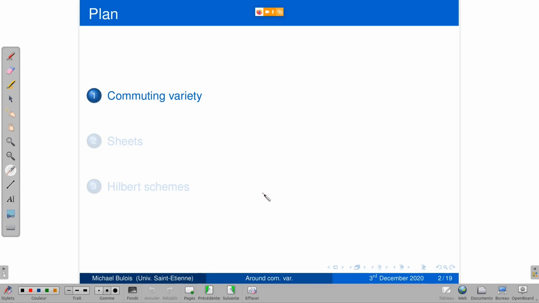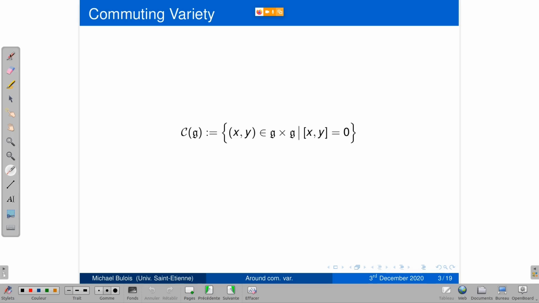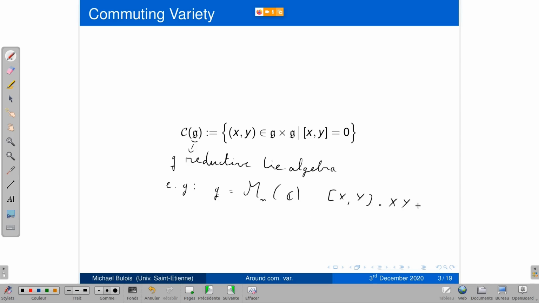So first, the name of the game, the commuting variety. The commuting variety is a set of pairs (x, y) such that the bracket of x and y is 0. And I should precise here what is G. G is a reductive Lie algebra. And the standard example is G is the set of n times n square matrices, where the bracket is just x times y minus y times x.